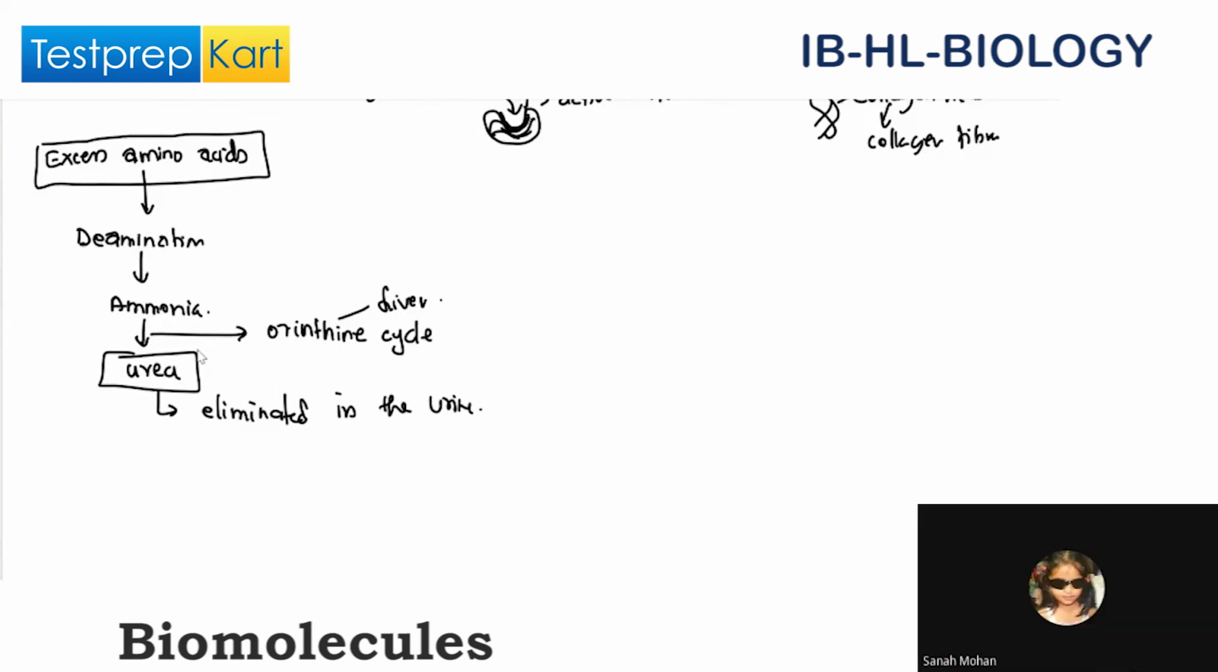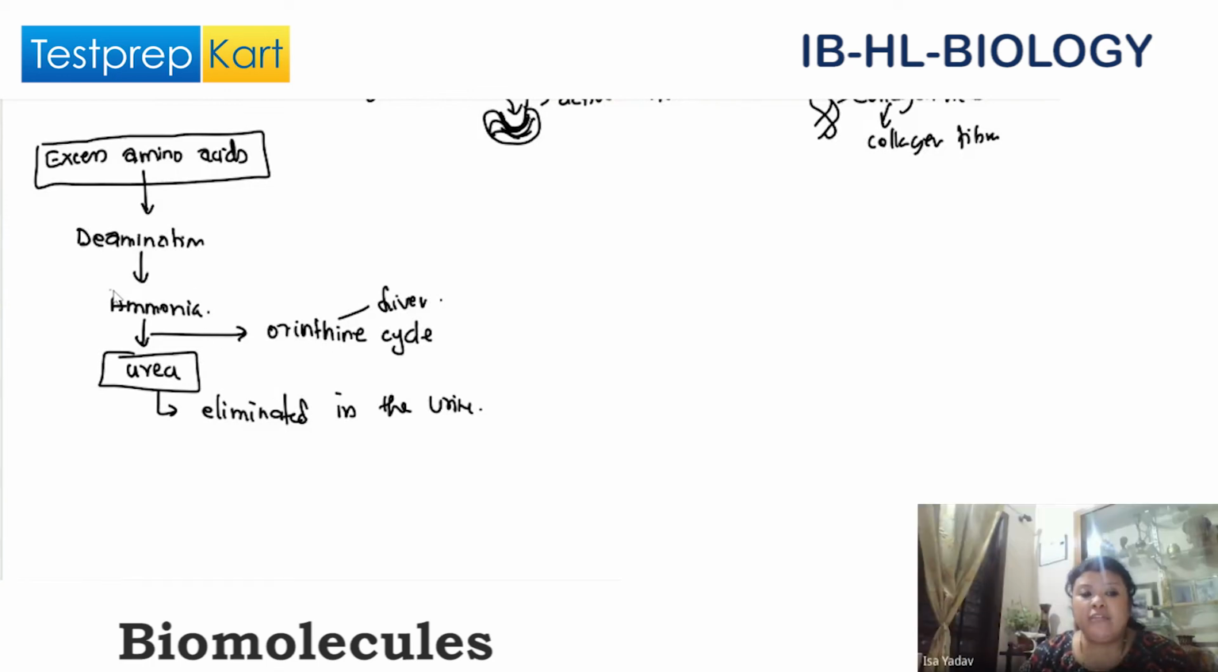You don't have to go much into depth. You just need to know that in the Ornithine cycle, we have the ammonia. This ammonia will be converted into urea. Why? Because ammonia is highly toxic. Point number one. Point number two, it cannot be easily removed.